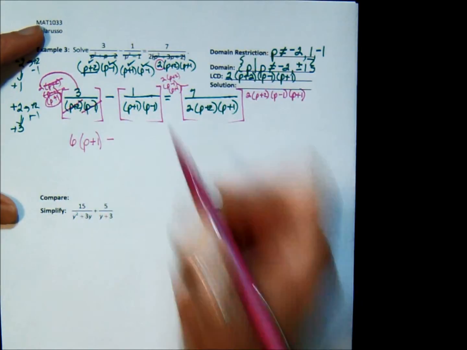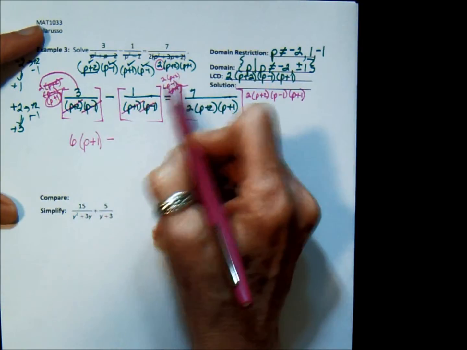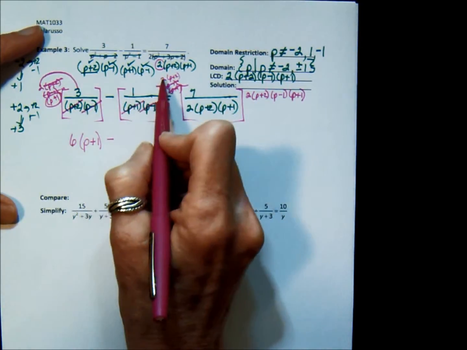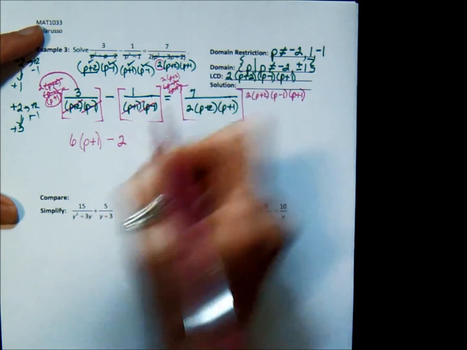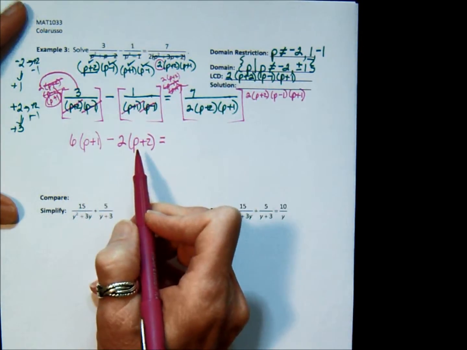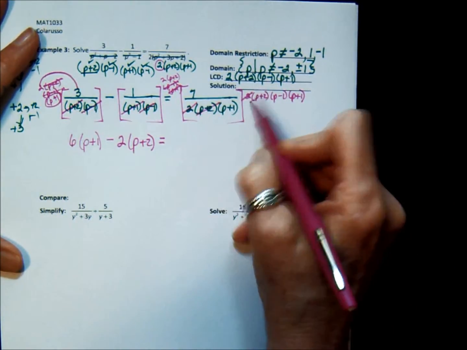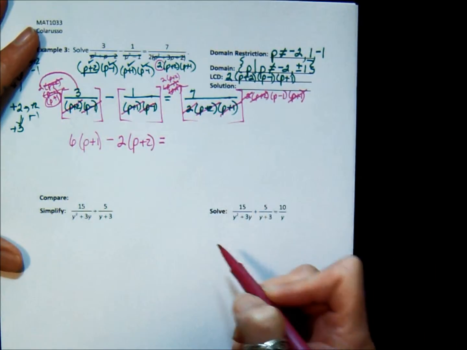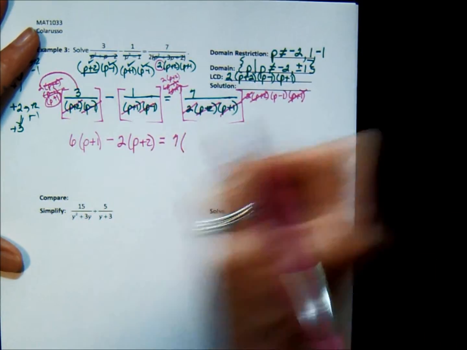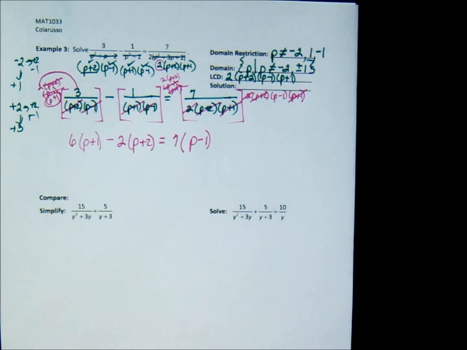All right, here, p plus 1 cross cancels, p minus 1, and I have a 1 times 2 times a p plus 2. Looks a lot simpler on this line, doesn't it? Here, the 2's cross cancel, p plus 2, p plus 1. What's left is a 7 times a p minus 1. So that's what's left after we got rid of all those denominators, a much more manageable equation.